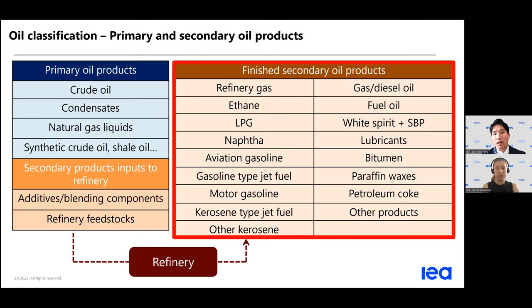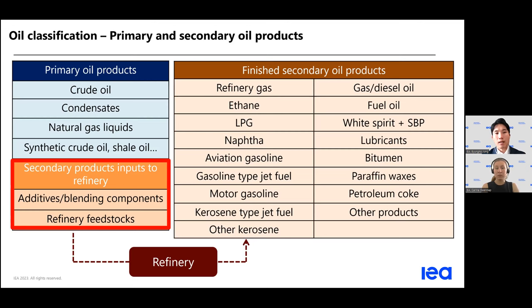Secondary oil products include various kinds of oil products listed here. Detailed specifications can be found in our annual oil questionnaire reporting instruction file or in the IRES guideline. In addition to primary oil products, we also have secondary product inputs that go to the refinery, such as additives or refinery feedstocks.